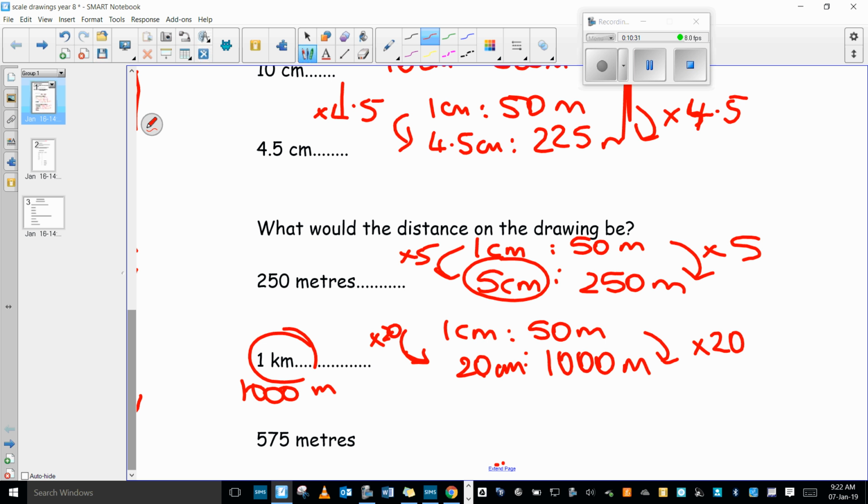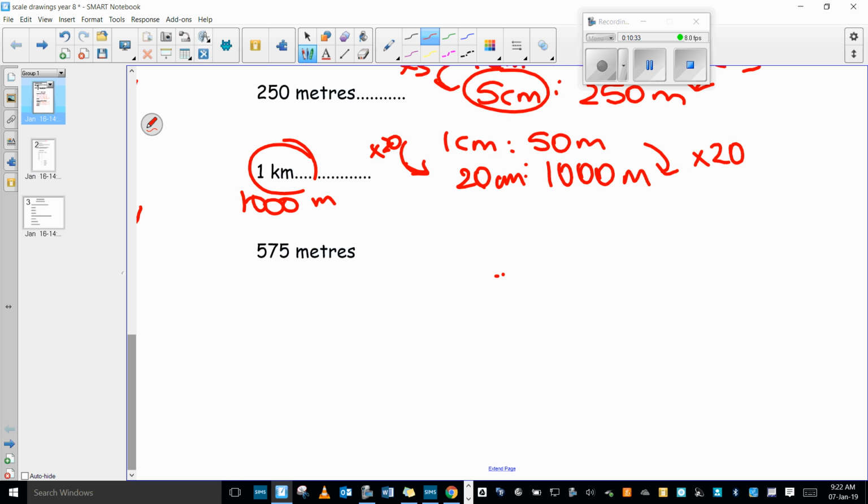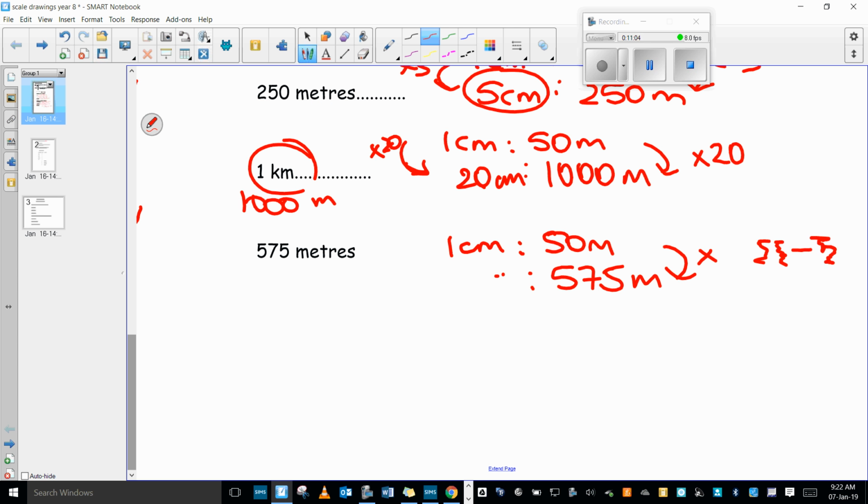And our last one, 1 centimetre to 50 metres. Again, they've given it in meters, that's nice, but it's a weird old number, so it's a little bit trickier. But our method is going to be the same. We're going to do 575 divided by 50 to find the value that we multiplied by. So we've got 575 divided by 50, which is 11.5.